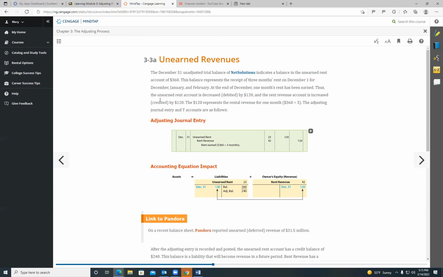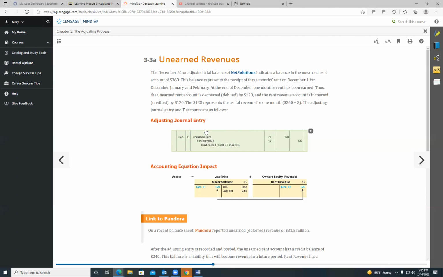Now we're at the end of December, so 1 month's rent has been earned. So we need to do an adjusting entry where we reduce our unearned rent account and record it to our rent revenue account. And we're only going to do it for 1 month. To figure out what 1 month is, you would take 360 and divide it by 3. By doing that, the 120 represents the rental revenue for 1 month. And here's the adjusting entry.